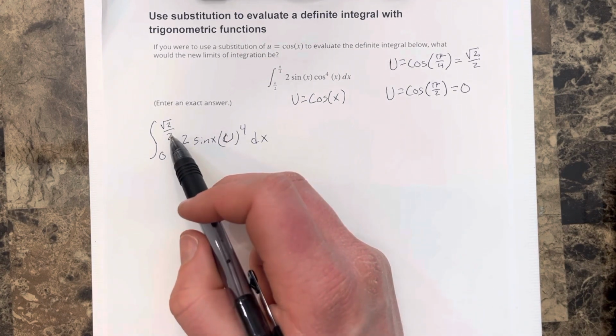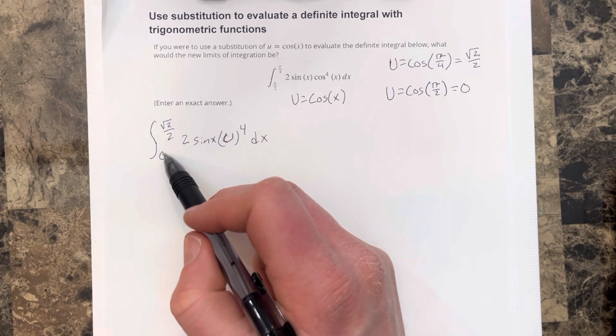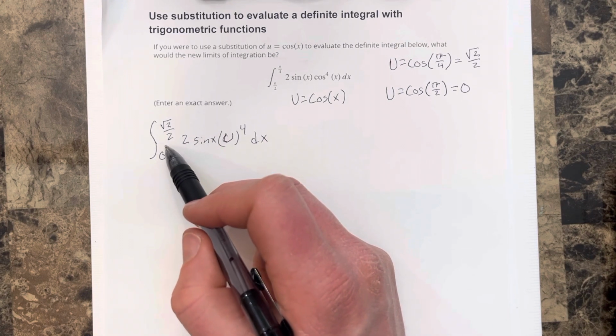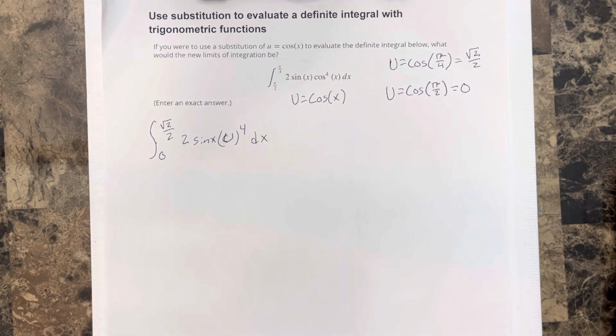So I answered the question here. The question was, what are the new bounds? 0 and root 2 over 2. Those are your answers for this problem. But I'm just going to go ahead and finish the integration here, just for fun.